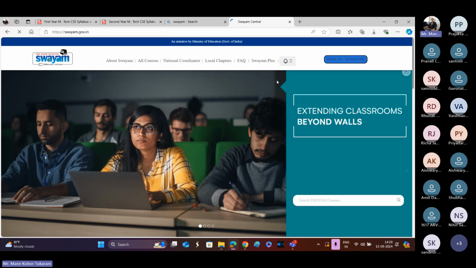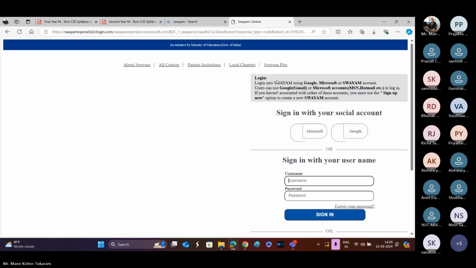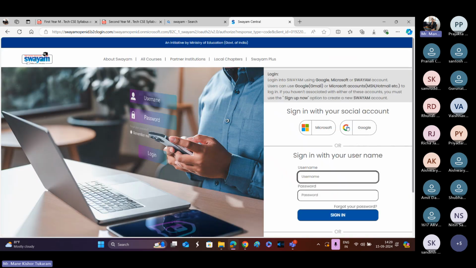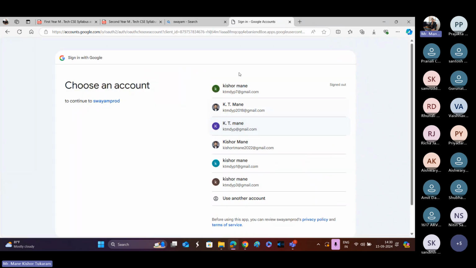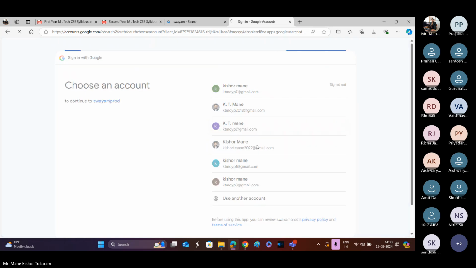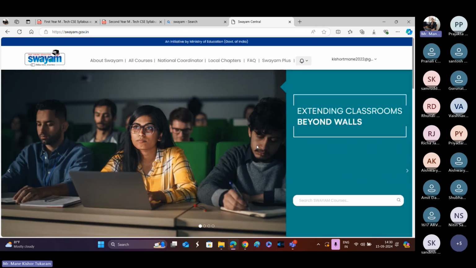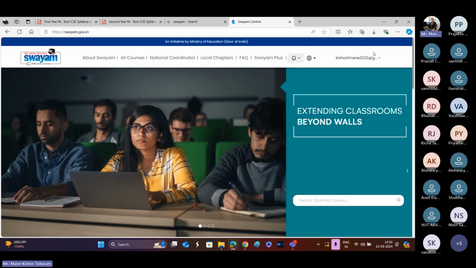So first step, we have to log in with your Gmail account or Google account. Or if you are having a Microsoft account, you can log in with that. Or if you want to create your own account on NPTEL, you can create that also. Okay. So these are the particular courses.